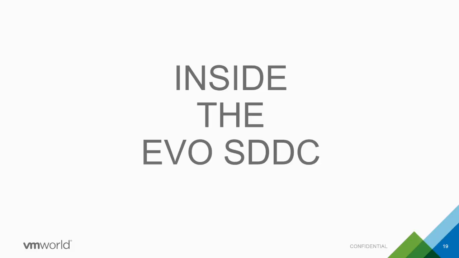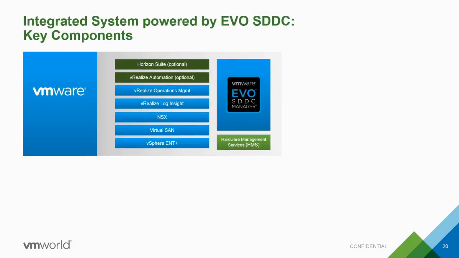Now, what I'm going to do is walk through some of the more details of the software-defined data center. So first of all, as I said, our goal is that in working with our hardware partners, we want to be able to provide an integrated system powered by EVO SDDC. That will have the following key components. All the VMware components are listed here.